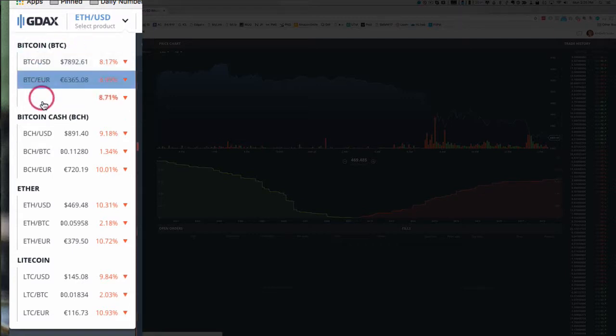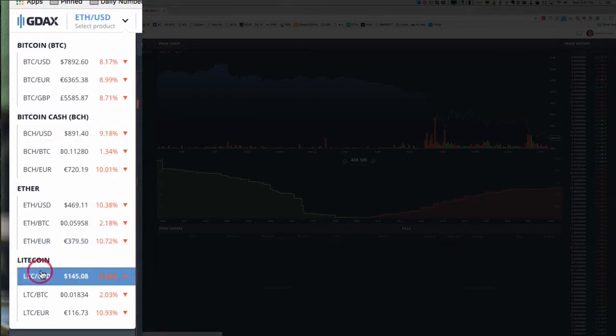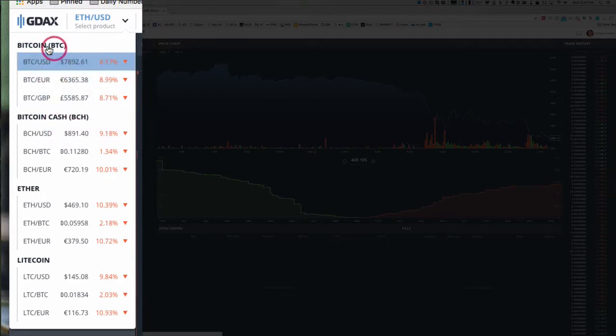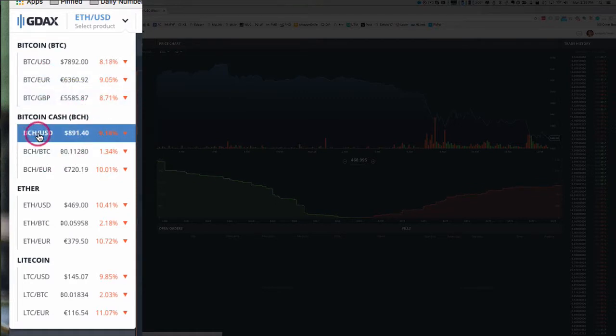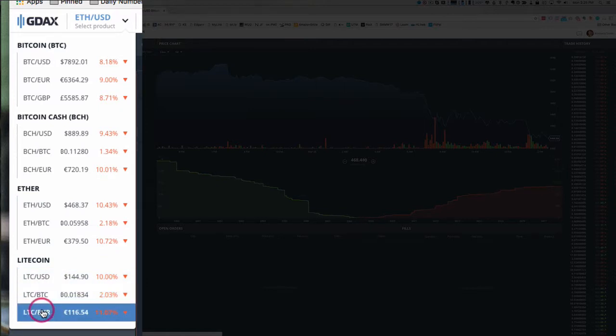GDAX has Bitcoin, Bitcoin Cash, which is a different currency, as well as Litecoin. And you can also see the pairs. So in GDAX, you can trade between Bitcoin and US dollars, Bitcoin and euros, Bitcoin and British pounds. With Bitcoin Cash, you can do US dollars. Notice they don't do Bitcoin Cash in euros or British pounds, nor do they do any of these others. Actually, Litecoin, they do euros.